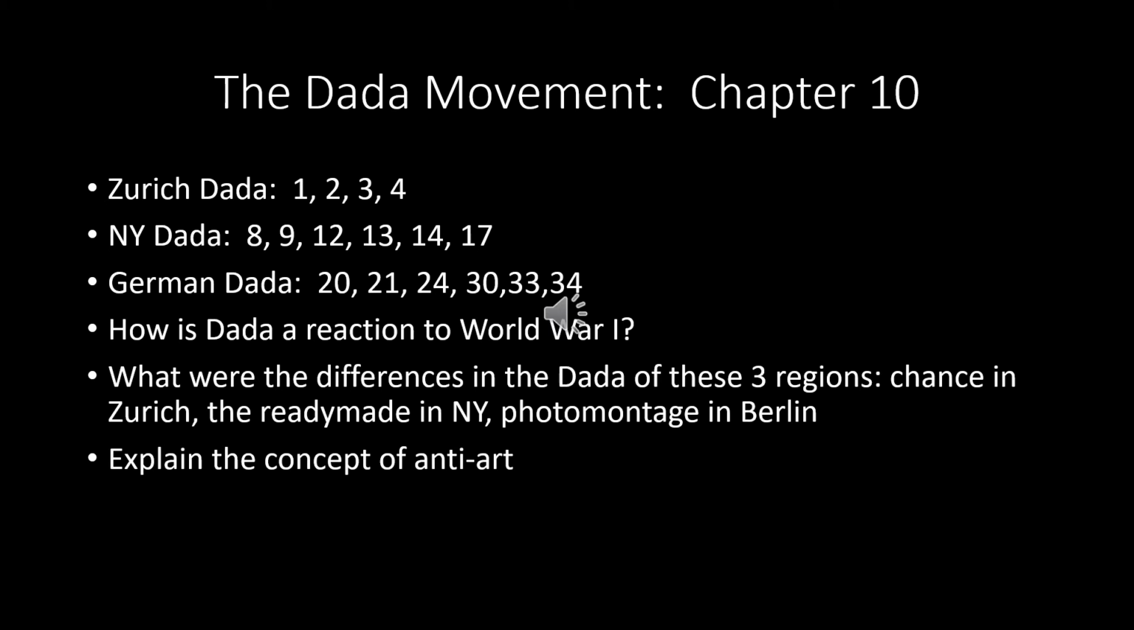So we will look at the first manifestation of Dada in Zurich, which is in Switzerland, and then we'll move to New York City, and then specifically to Berlin after the war to look at how Dada manifested itself there. So these are the figure numbers that are related to these three particular places in Europe and the United States.